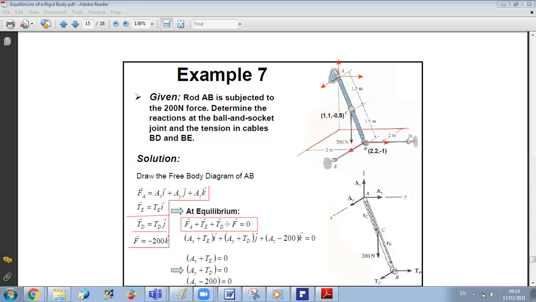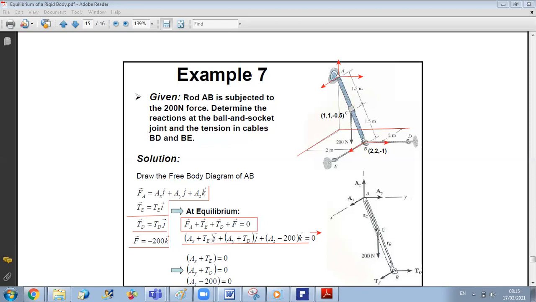Now I will replace each force by its expression, and I will take i components together, j components together, and k components together. I end up with, along i, AX plus TE; along j, AY plus TD; and along k, AZ minus 200. And I know that my result is equal to the zero vector. Now I can do comparison along i, j, and k. So here it's like the method of particle equilibrium. You write the vectorial relation, and then you take three equations, one along i, one along j, one along k.